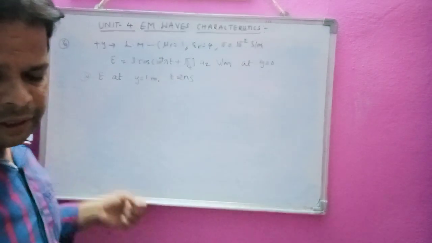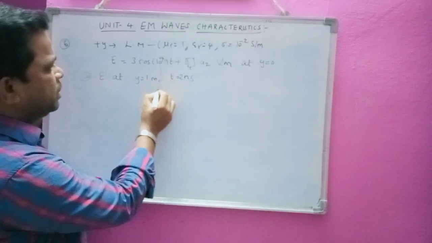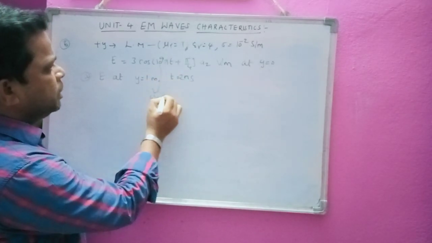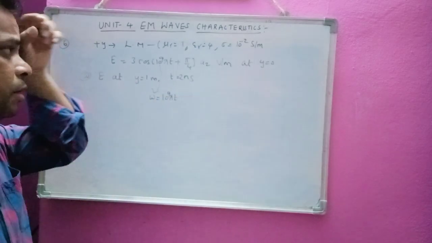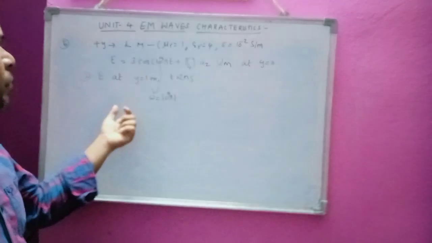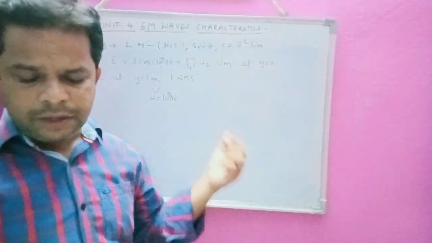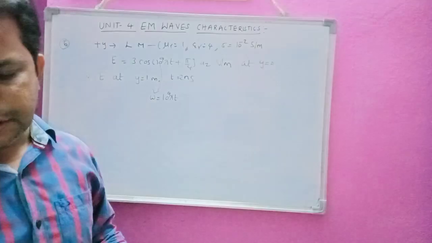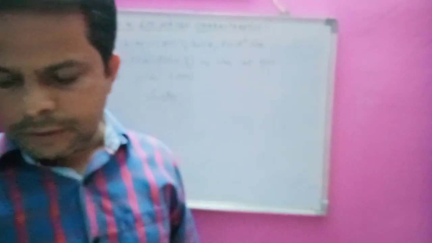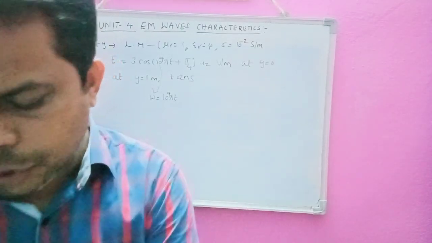After taking the first question as he has given, we can say that omega is equal to 10 to the power of 9 pi. Okay, so it is clear. Now in this problem, first we have to find the value of E. He is asking to find the value of E at the given values: y is equal to 1 meter and t is equal to 2 nanoseconds.